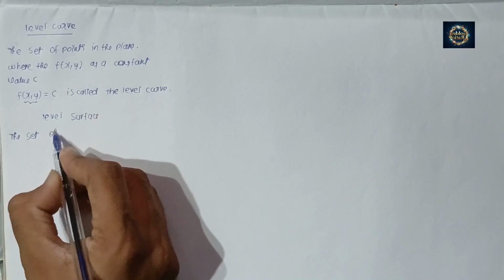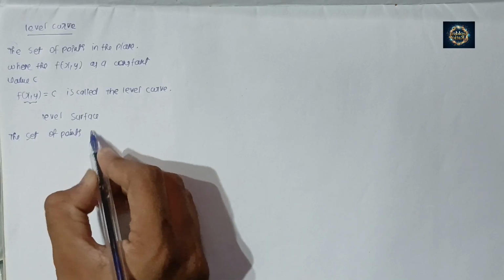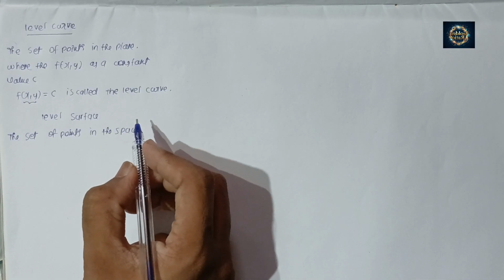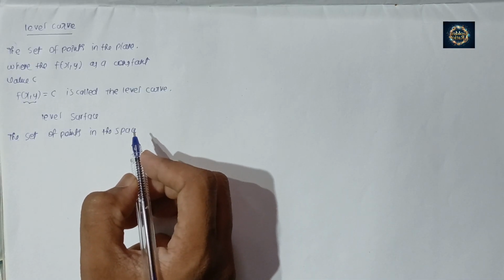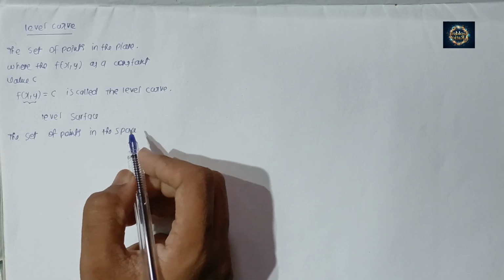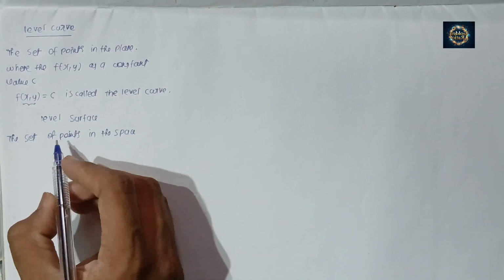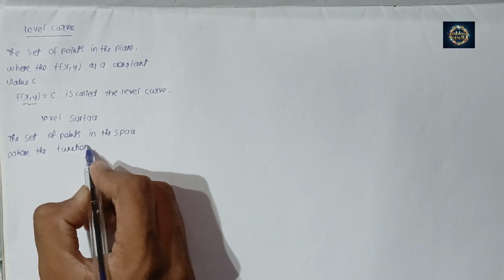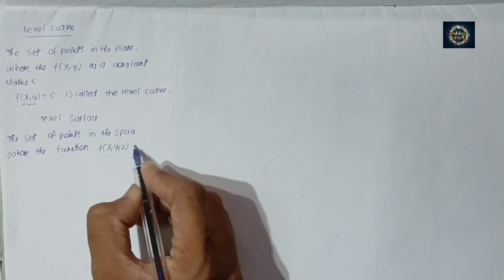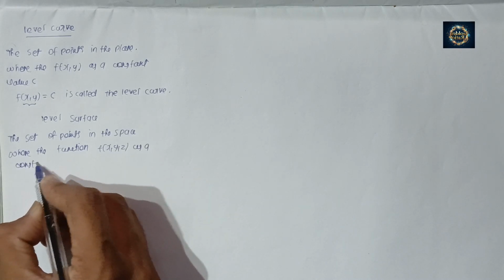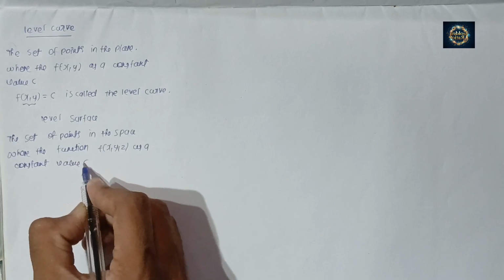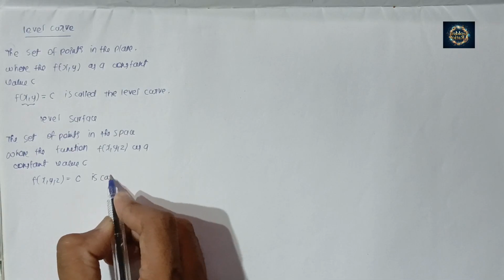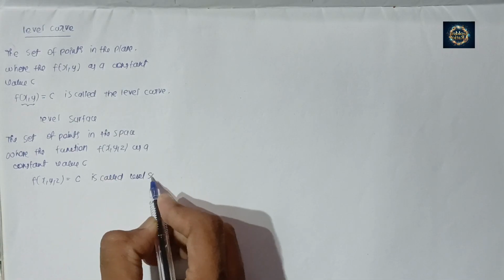So I can define that also. The set of points in the space, it is not in the plane, it is in the space. If it is a plane, it is 2D, only the x and y axes will come. Since it is three variables, it is called the space x, y and z. So the space where the function f of x, y, z has a constant value c, that is f of x, y, z giving a constant value c, is called the level surface.